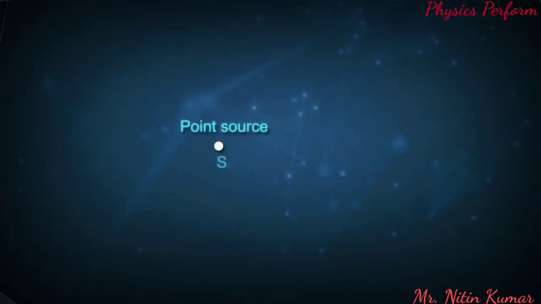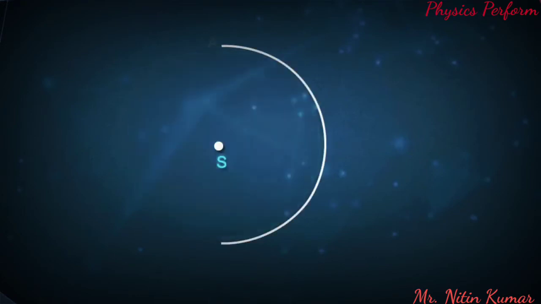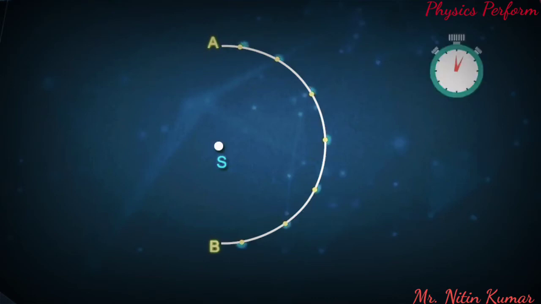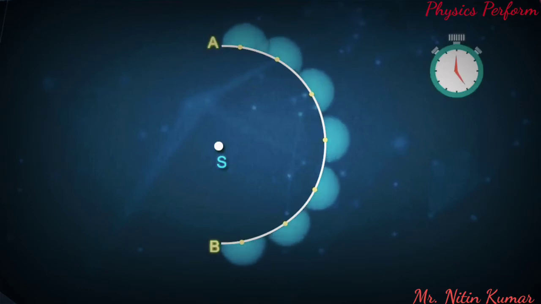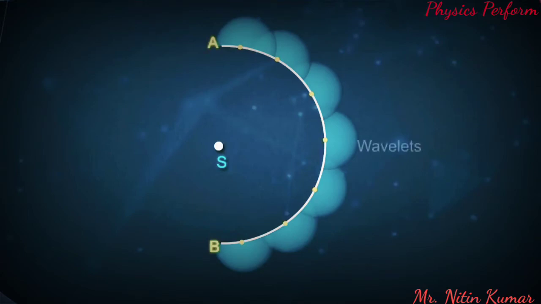Let us consider a point source S. The source S generates a spherical wavefront AB traveling away from S. Now, according to Huygens principle, each point along the wavefront AB is the source of new disturbance, and spherical secondary waves originate from these points which spread out in the forward direction. These secondary waves are called wavelets.